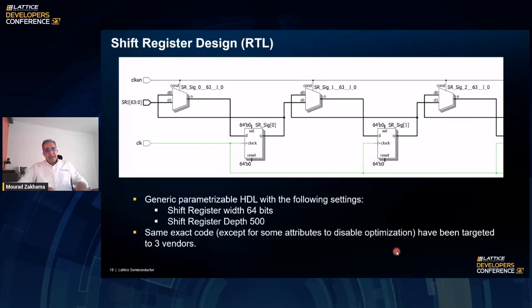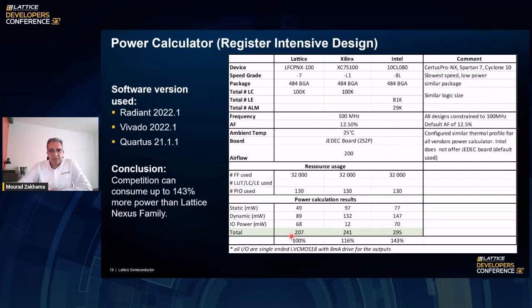So the second design we have is a shift register. We have a very long shift register, parameterizable HDL, with a 64-bit width, and the depth of the shift register is 500. The same code has been implemented the same way for each one of the vendors, and we're going to see the result of the implementation.